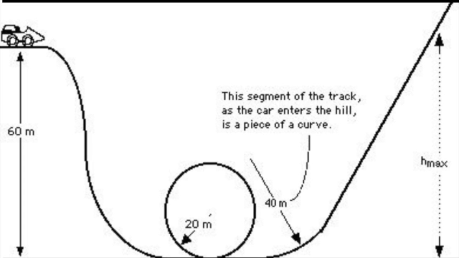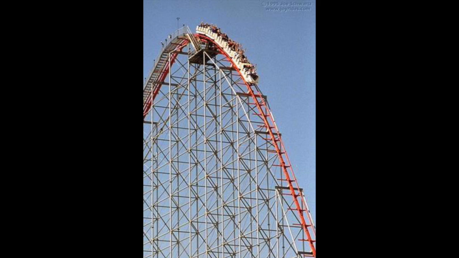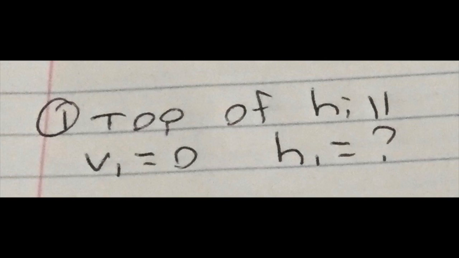and what we know is H2 is equal to 20 meters because the radius is 10 meters and the diameter is 2 times the radius. By going down the hill, we are going to lose potential energy and gain kinetic energy, so it will be able to gain speed. So the first thing that we have to find out is how much speed do we need to go through the loop without falling off.